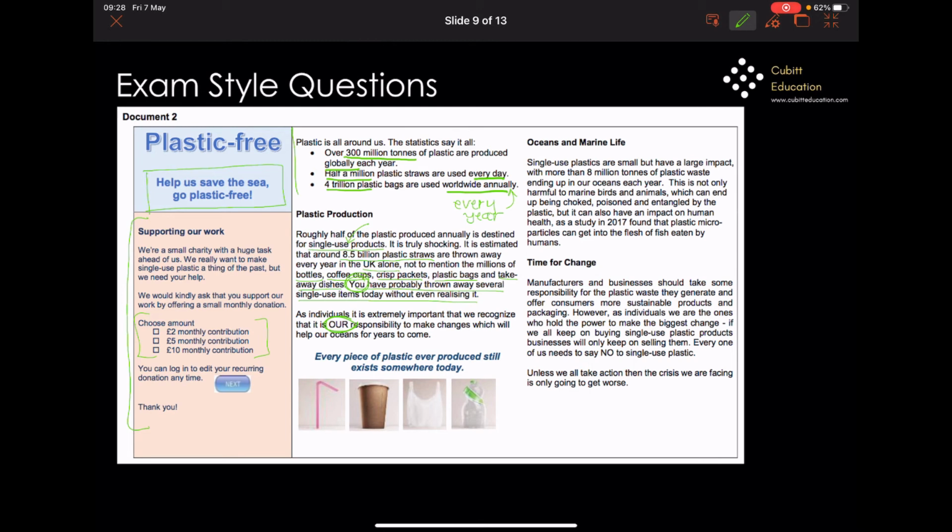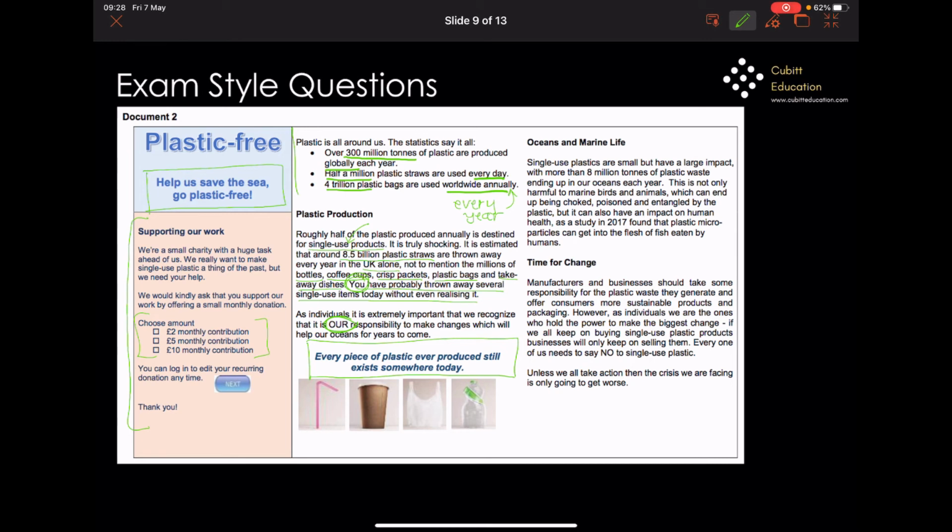Every piece of plastic ever produced still exists somewhere today. Sorry, just before I go on to that, this is quite a stark statement. Every piece of plastic ever produced still exists somewhere today. It's quite sad. Just think where that is.